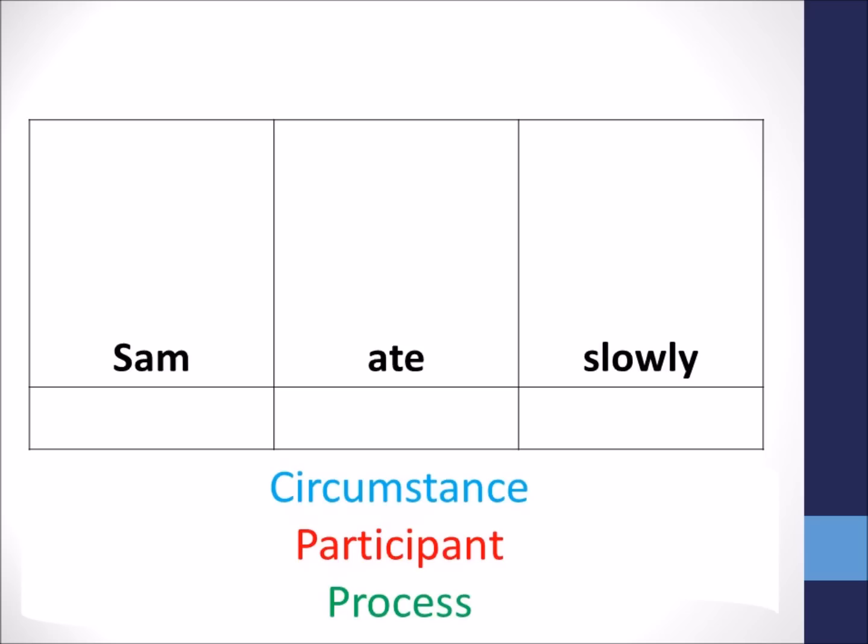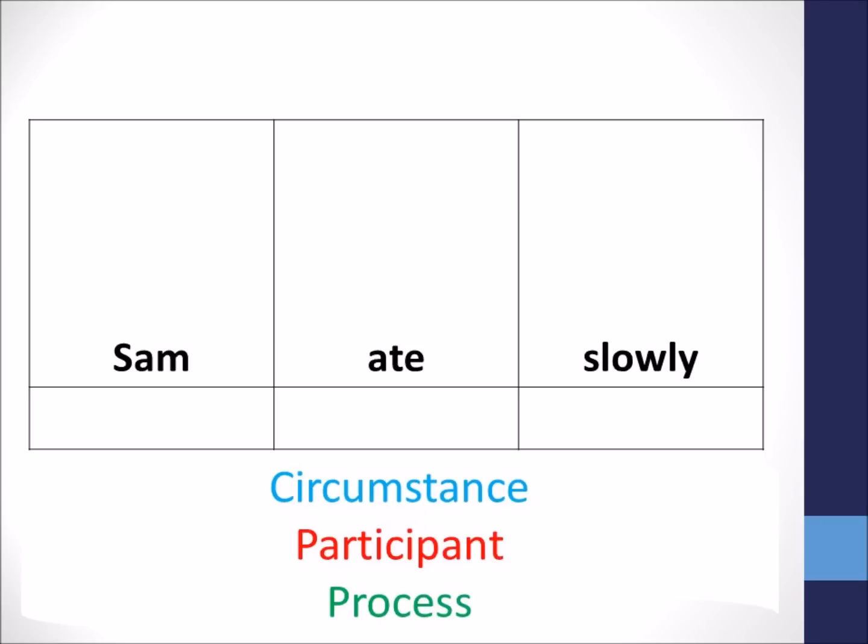In this sentence, we have Sam ate slowly. So again, that's a sentence, a simple sentence, and I know it's a simple sentence because there's only one happening, one verb, one process. Okay, so let's see. Can you work out where the process should be? What is the happening in the sentence? Of course, it's ate. Okay, Sam ate slowly.